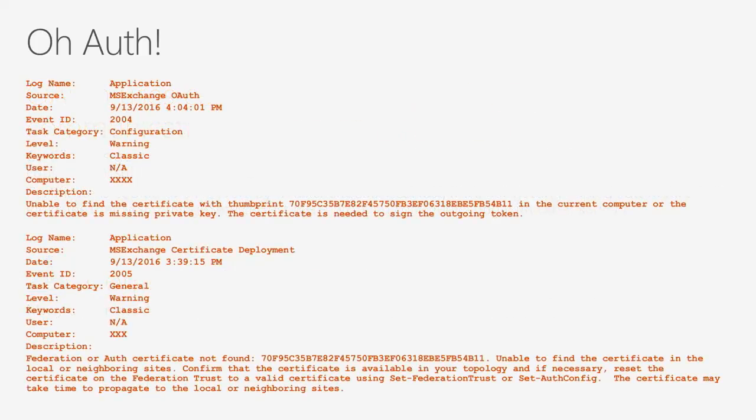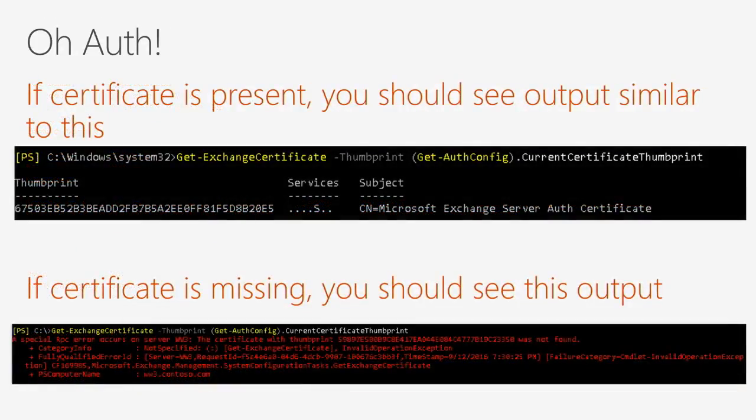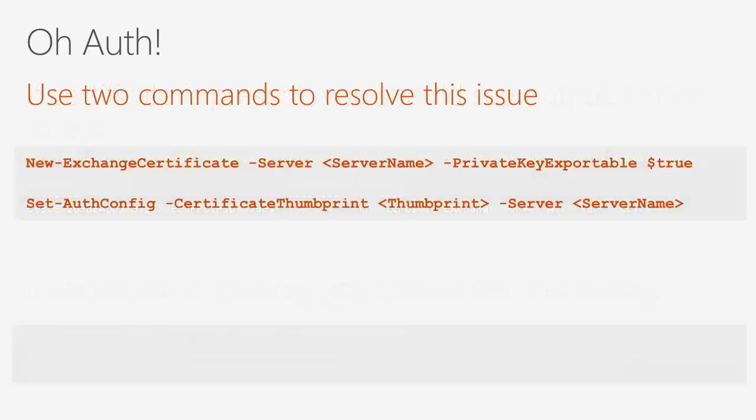So if that's the case in your environment, you'll see these events in the application event log. And if you don't see them, maybe your event log is cleared or you haven't looked or whatnot, you can also run a couple PowerShell scripts to tell you if the certificate is present or not. The one up at the top shows the certificate present. The one at the bottom shows that it's missing and there's a problem. If you do run this and you find the certificate is missing, or in fact, if you already know the certificate is missing, getting it back is super easy. You just run these two commands and it will recreate a new certificate, and then that certificate will be used for the OAuth authentication.